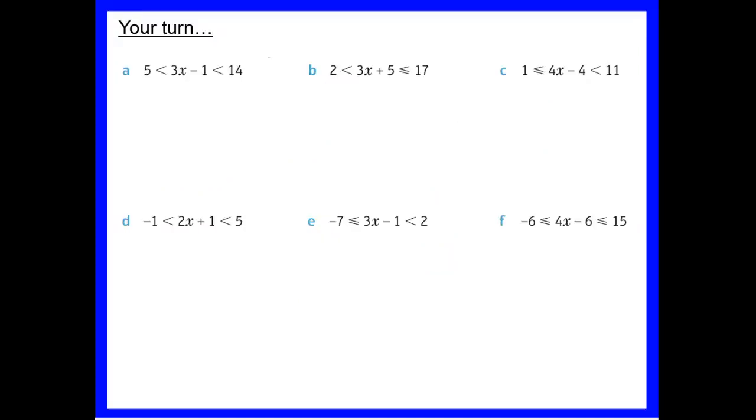Okay, so some more there then for you to have a go at of these 2 steps. Remember, we're getting rid of any adding or subtracting first by doing the opposite so that we can balance to all 3 parts, and then we're doing our division. Be careful with those negative numbers.